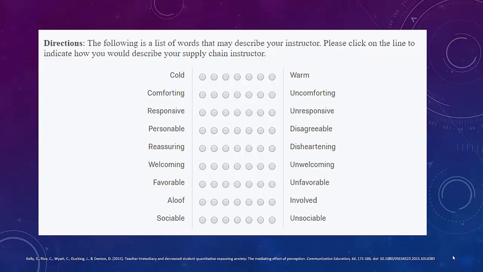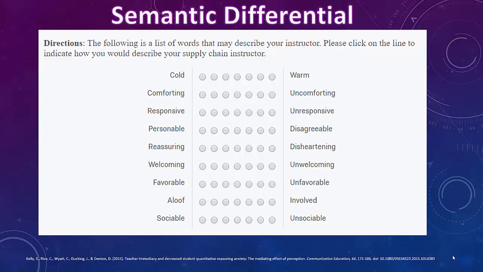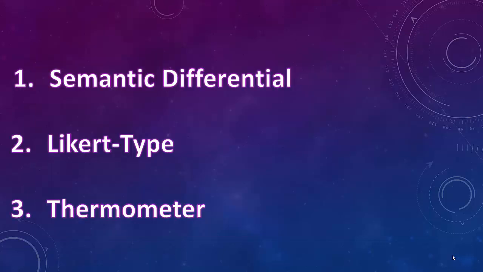This particular type of measure is called a semantic differential. Semantics are words. Differentials are differences. So, a semantic differential is a type of measure in which you use semantic opposites to get someone to align their feelings about a particular concept. Semantic differentials are one of the 3 most popular types of measurements used in the social sciences.